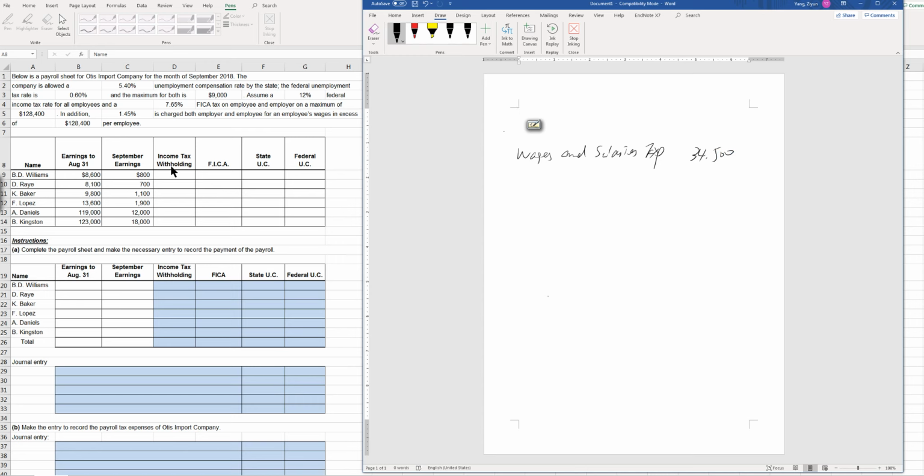Okay, but we do have some withholding first, the income tax withholding. And that becomes income tax payable once it's withheld. It's payable to the government. That's from this column. Okay, another deduction is the Social Security. From this column.